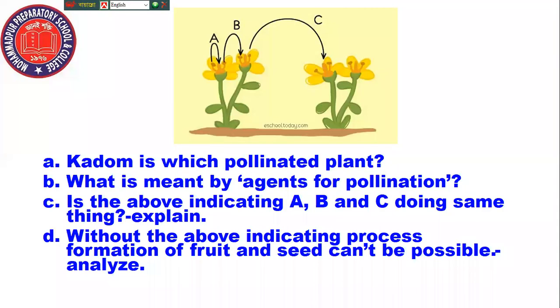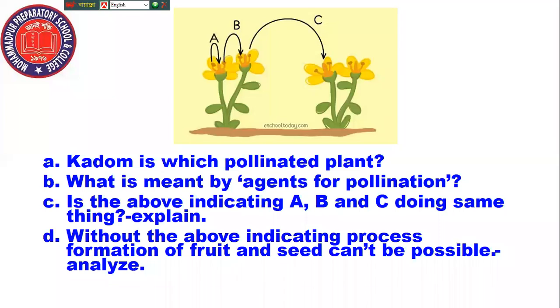So the first one is a knowledge level question. You can easily find it from your book. The second one is different, it is a new question. You read in the pollination part, the first paragraph on pollination, where they are writing the agents of pollination, because different pollination agents are necessary.